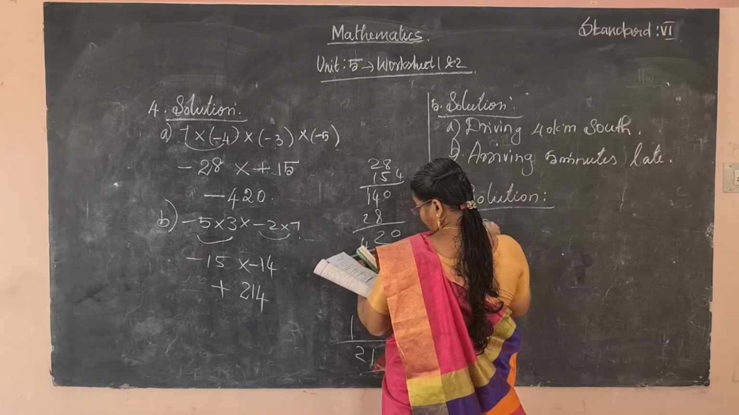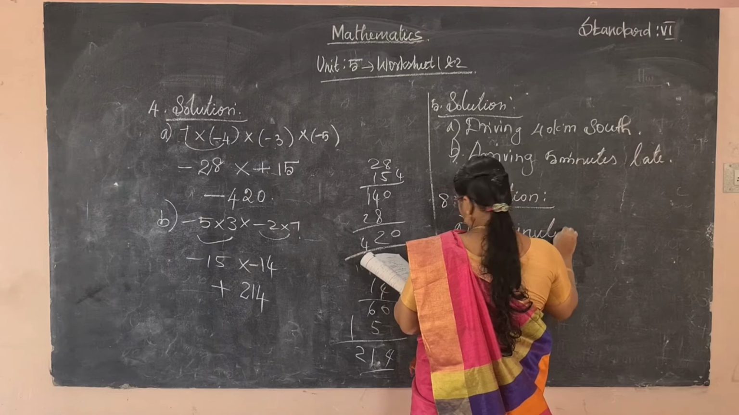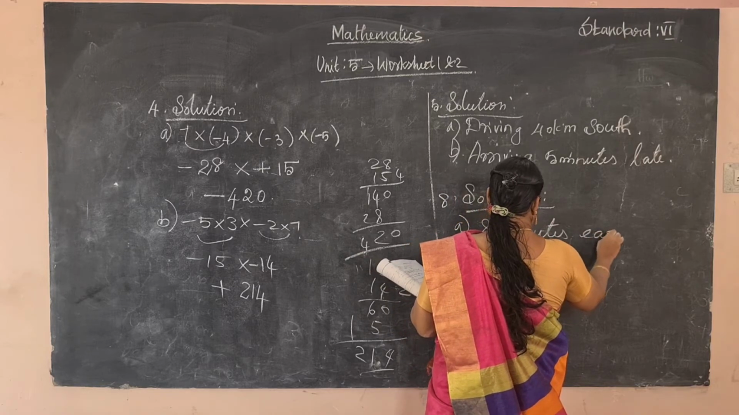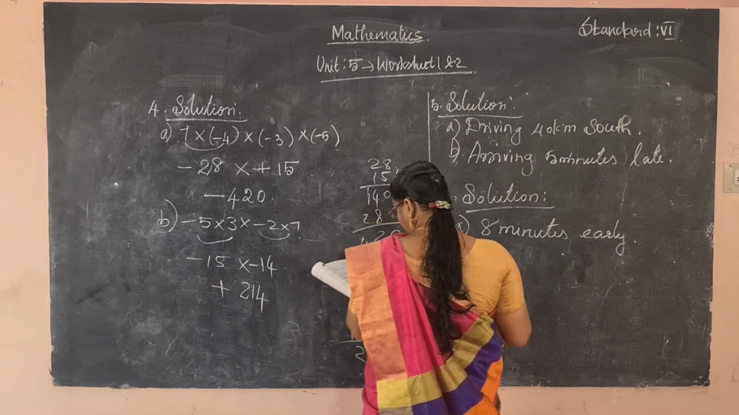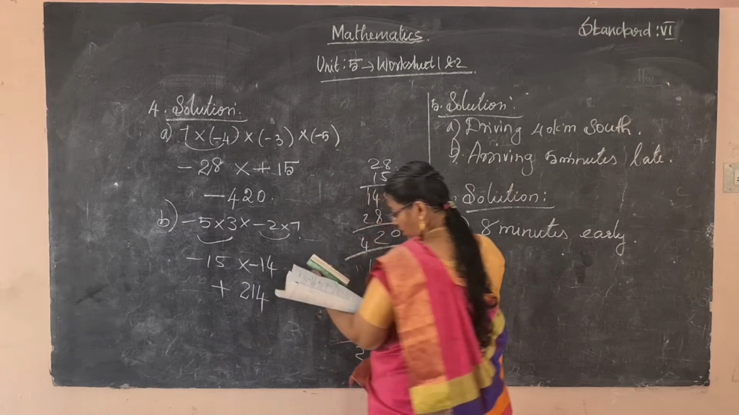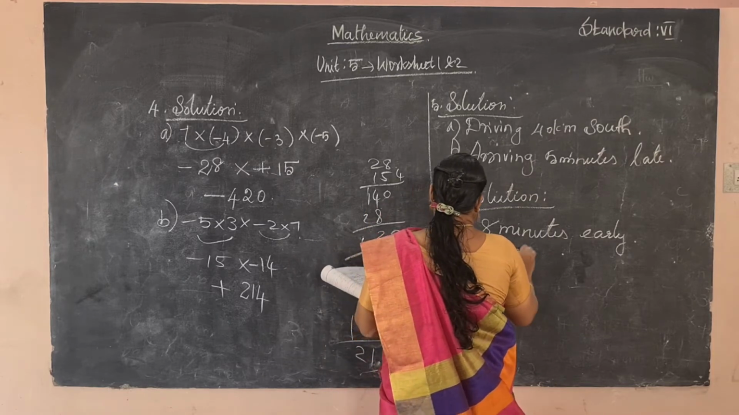First one, 8 minutes early. Early one was only asked in a question. Okay, second one, arriving 15 minutes late, arriving 10 minutes late. So 10 minutes late.